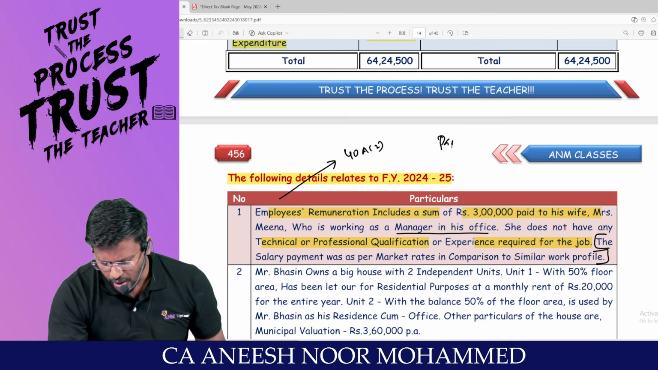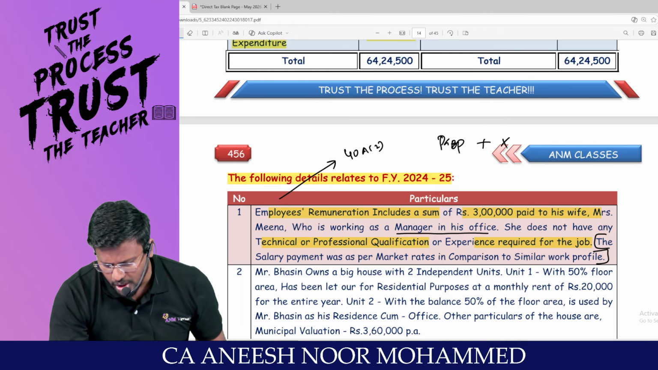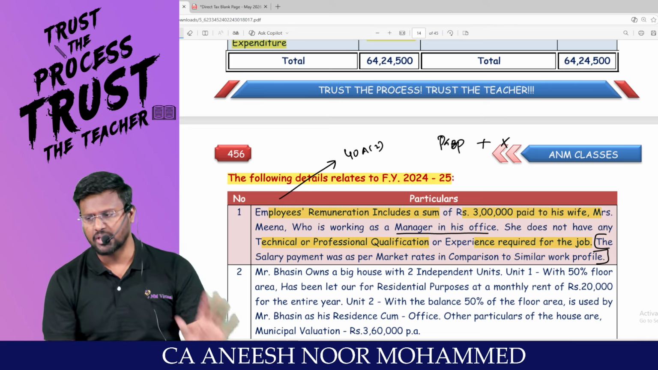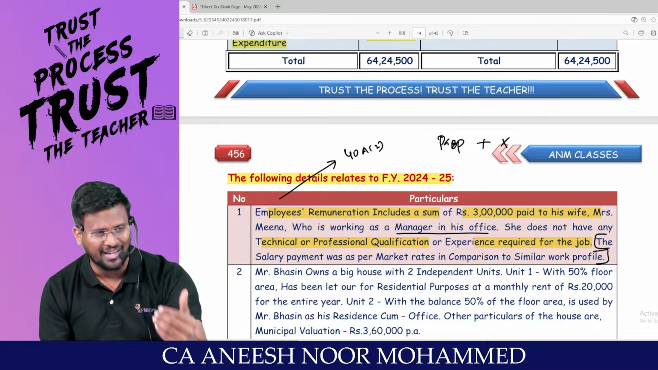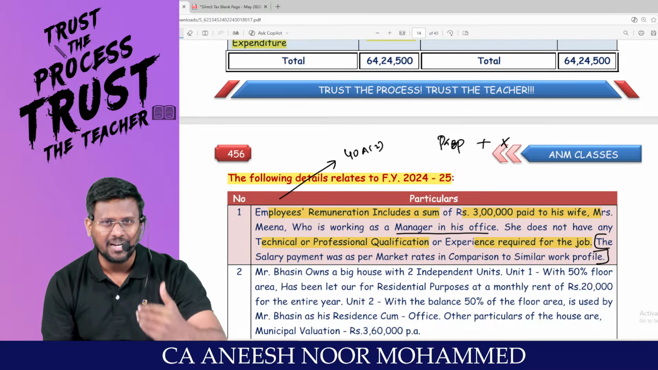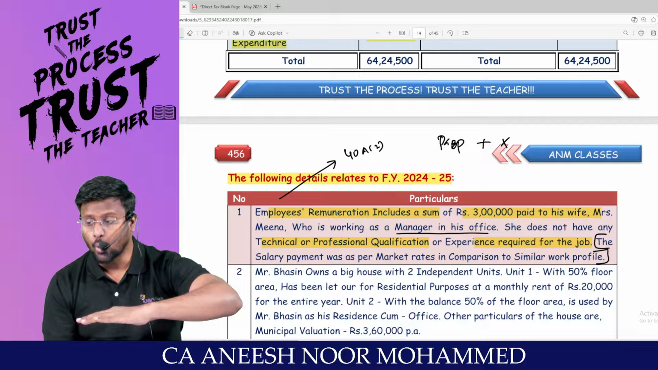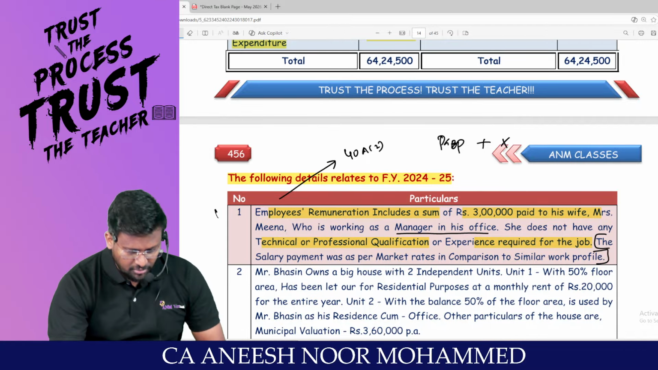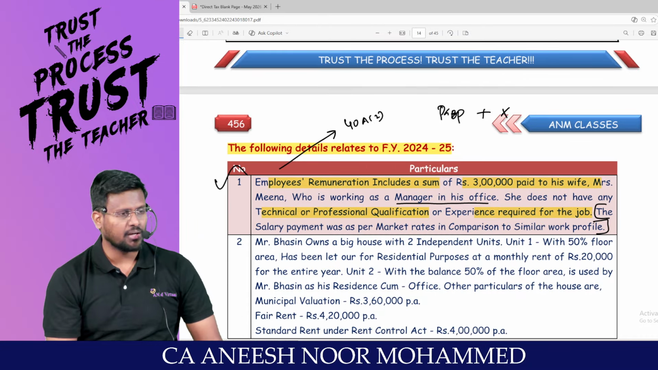Sir, no need to add back in PGBP, because as per PGBP, what the provision is saying is that if you make any payment to a relative, which is a related party transaction, which is over and above the market rate, it should be added back. That means nothing needs to be added back in PGBP.